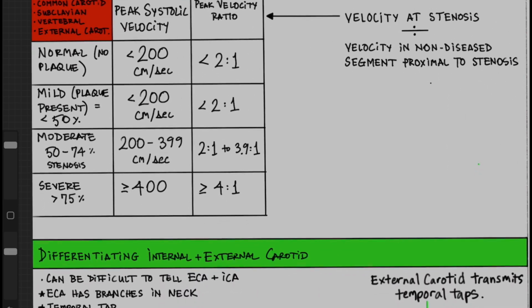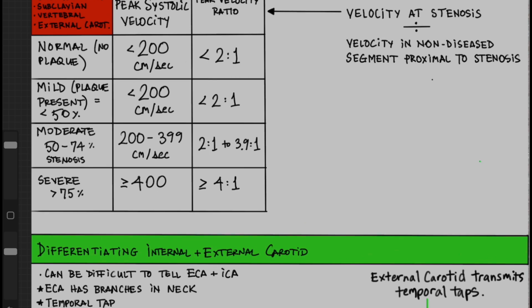Of course, there are other arteries. So for these, I personally use the peripheral arterial disease cutoffs, which is a different set of numbers. And this would be for the common carotid, subclavian, vertebral, and external carotid arteries.